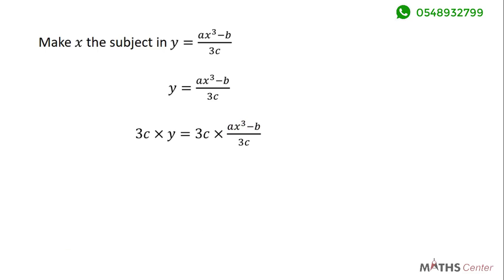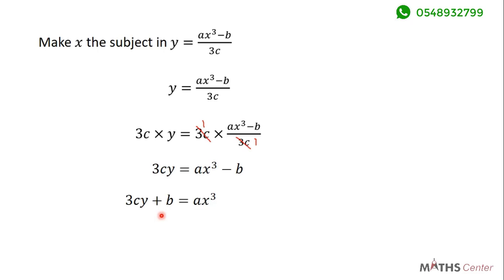From here, we know that 3c will cancel 3c. So this will be 1 and here will be 1. 3c times y will give us 3cy. 1 times ax exponent 3 minus b will give us ax exponent 3 minus b. We want to make x the subject. We make sure that the term containing x is on one side of the equation. So I'll keep ax exponent 3 here, then I'll bring minus b over to the left hand side. And this will be 3cy plus b is equal to ax exponent 3.